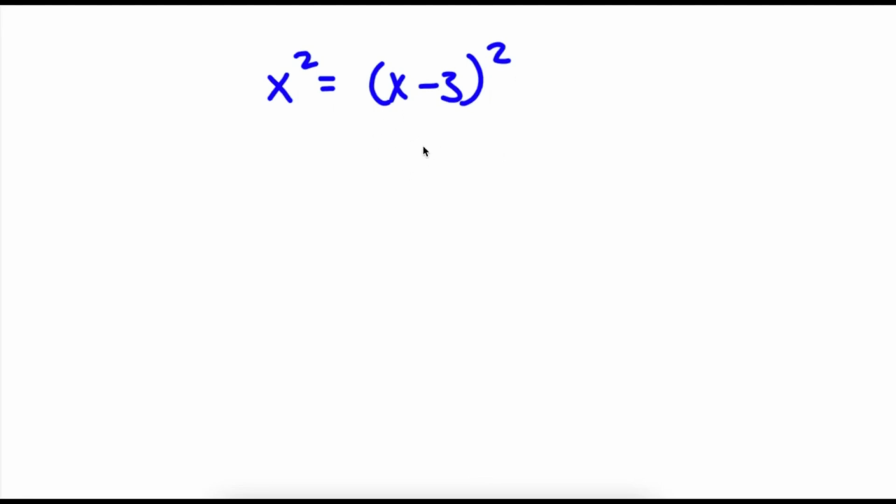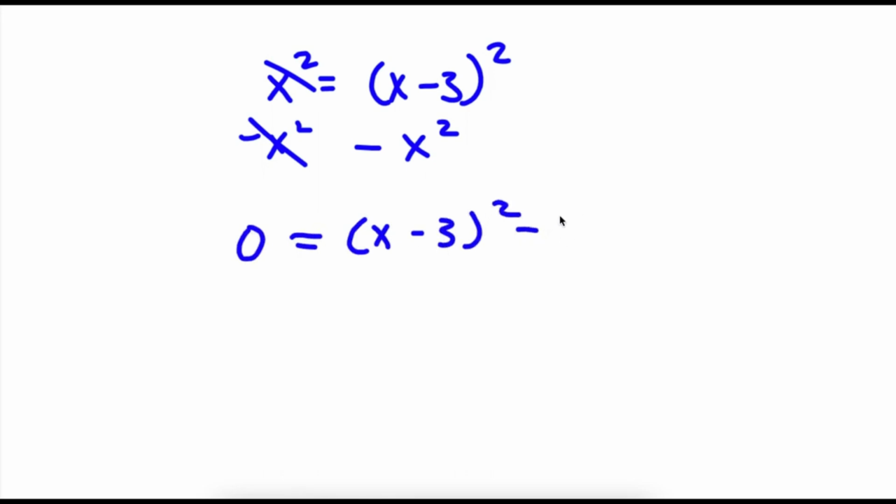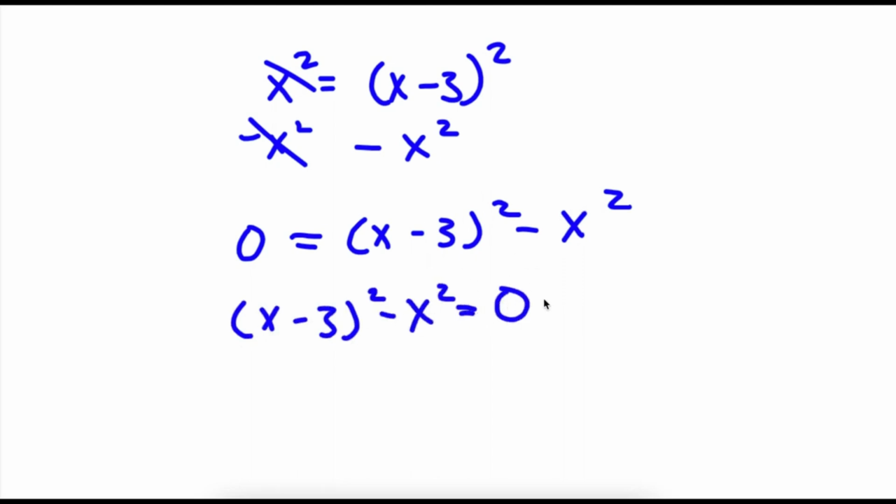So what I'm first going to do is subtract x squared on both sides. So then these two will cancel out, and I will be left with 0 is equal to (x minus 3) squared minus x squared. Now I'm going to rewrite this as (x minus 3) squared minus x squared is equal to 0. So now the 0 is on the right hand side.